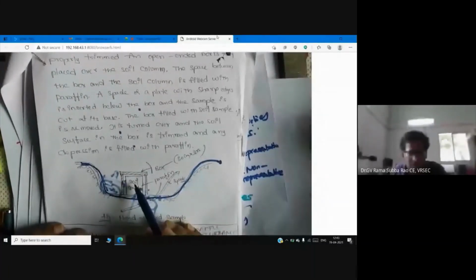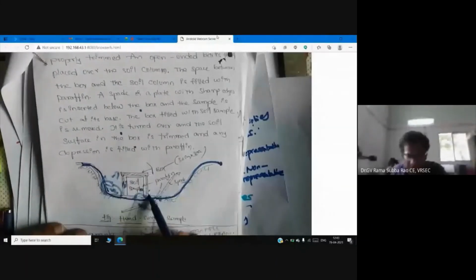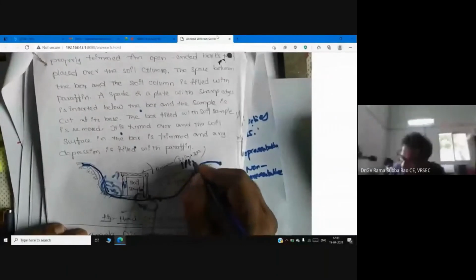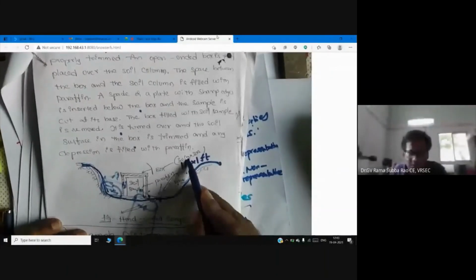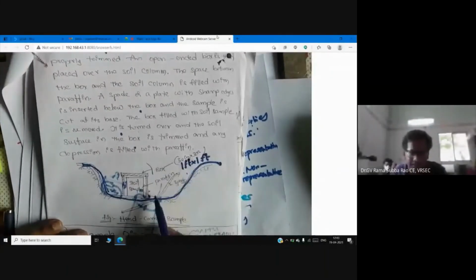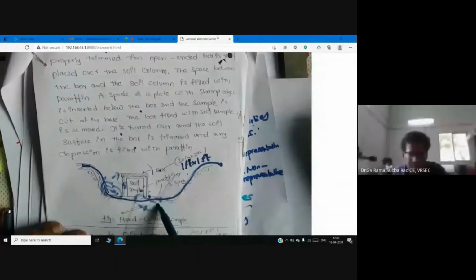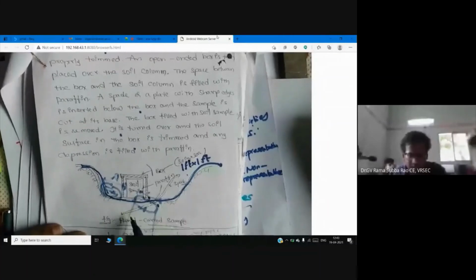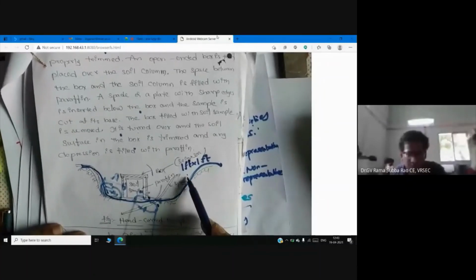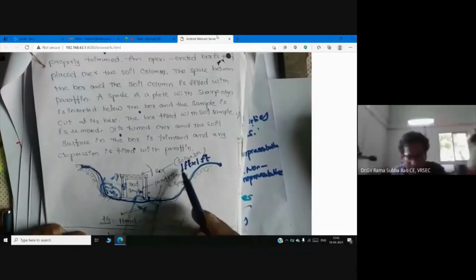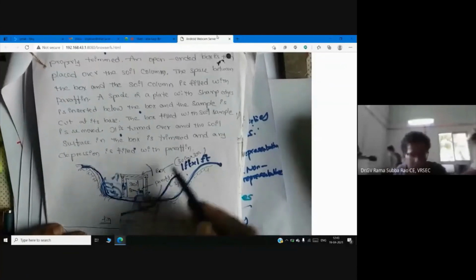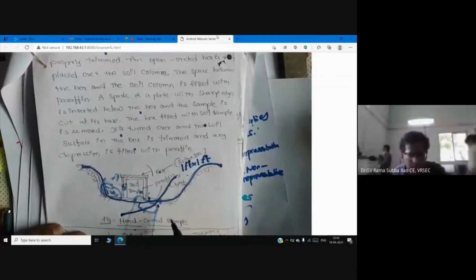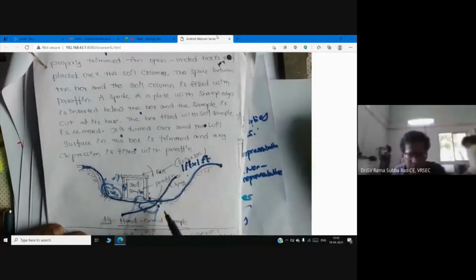Now they will insert one box. The size of the box is 1 feet by 1 feet, 30 centimeter by 30 centimeter. Now they will collect the soil sample. At the bottom they need a support, so they will introduce a spade at the bottom. Now they will remove the soil sample. This is what I say, hand carved sample. That means people collect the sample by hand.